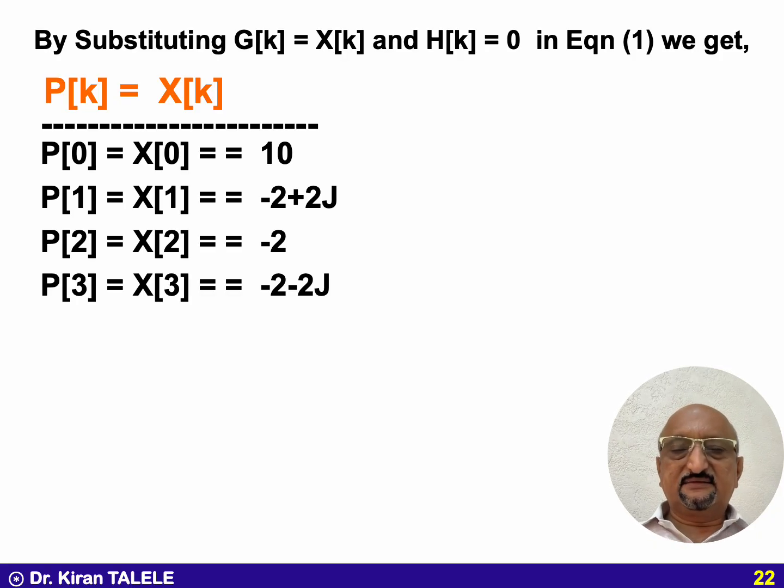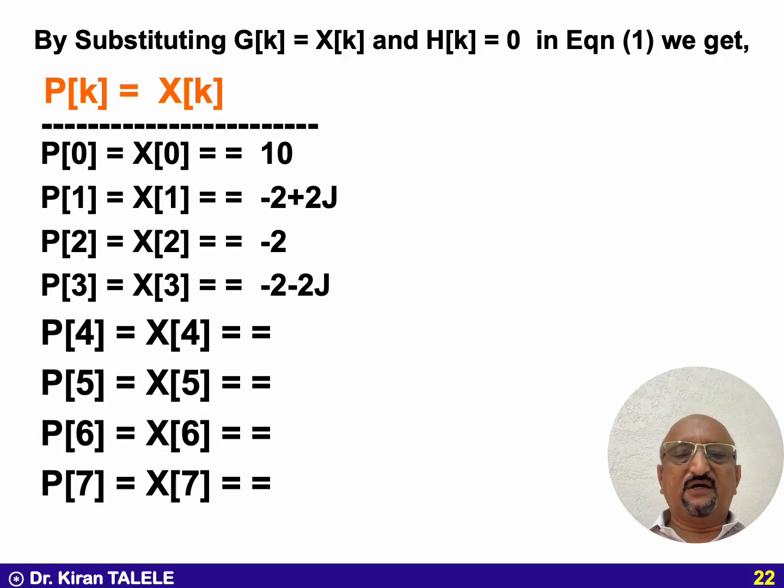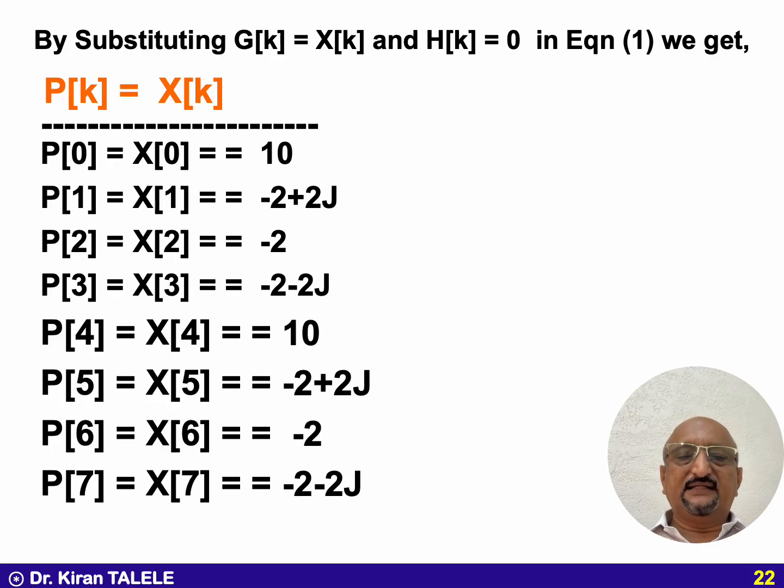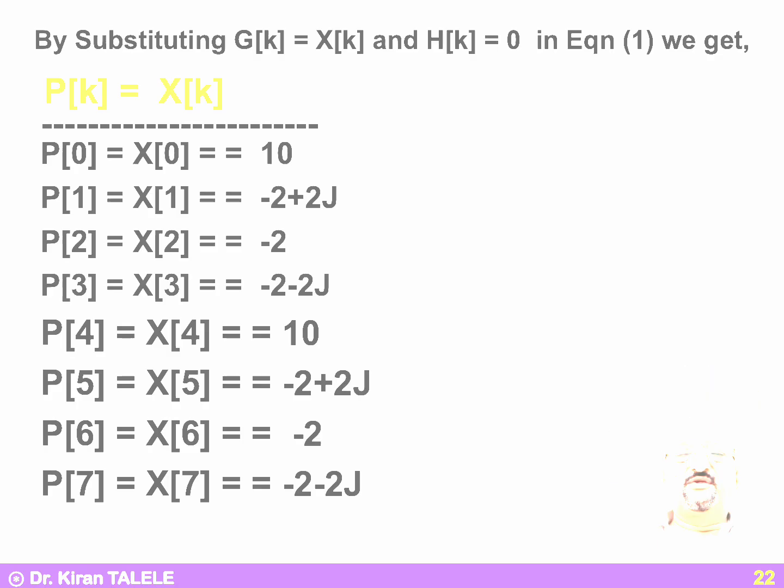The next part is P of 4, P of 5, P of 6, P of 7. X of 4 is not there. X of 4 is the same as X of 0, that is 10. X of 5 is the same as X of 1, that means these values will get repeated here. This is P of k. We are getting a repeated answer because P of k is an 8 point DFT and X of k is a 4 point DFT. So 8 values.